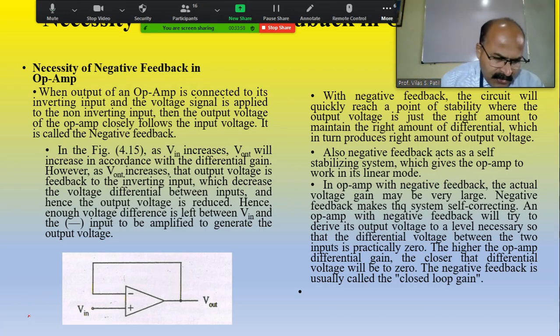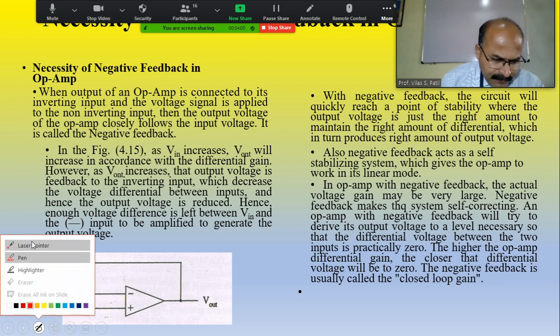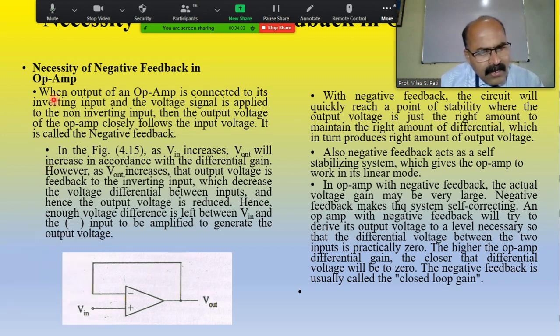See here, I am just taking the laser. When the output of the operational amplifier is connected to its inverting input, meaning the negative input, and the voltage signal is applied to the non-inverting terminal or input, then the output voltage of the op amp closely follows the input, and this is called negative feedback. Look at this diagram, friends, see what has been done.